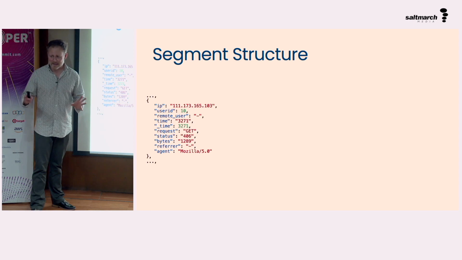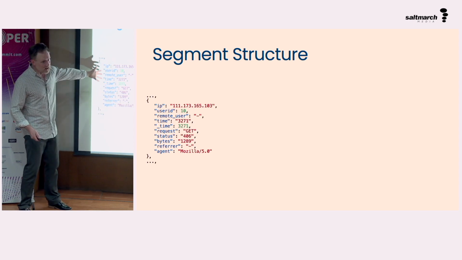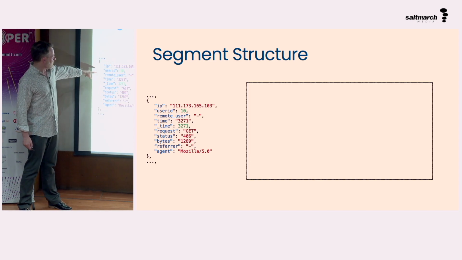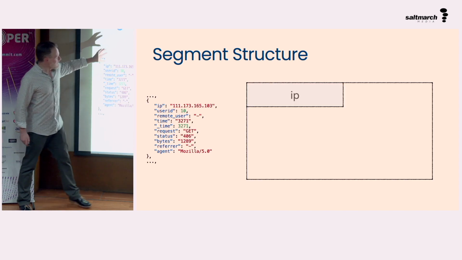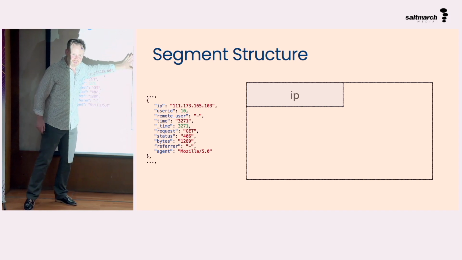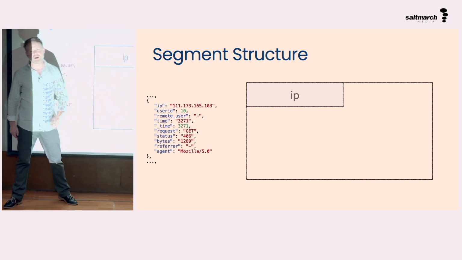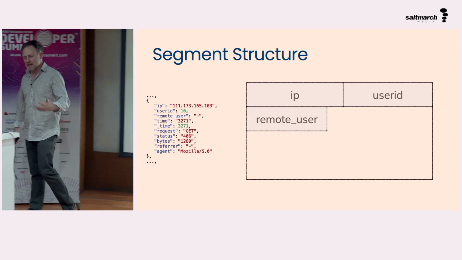There's a lot of meal delivery here. Anyway, clicks, fine. This is a fine kind of data. And if you look at the fields here, IP, user ID, whatever they are, the way a segment is physically constructed is all of the column values for each field are put together.